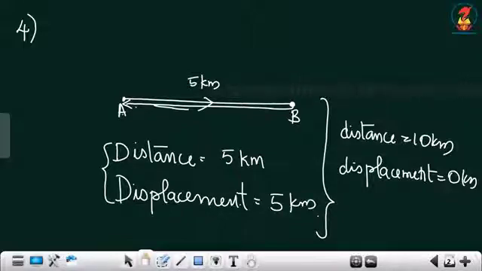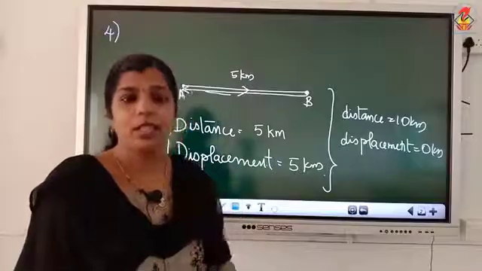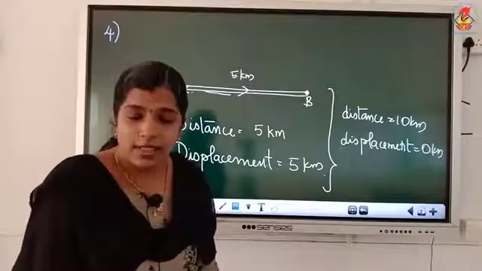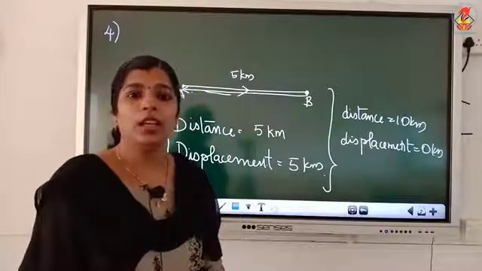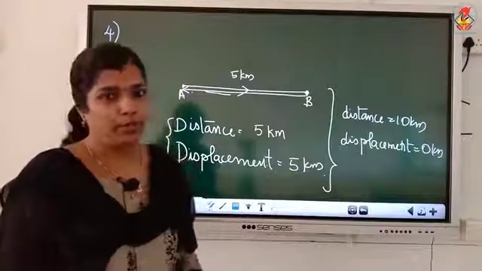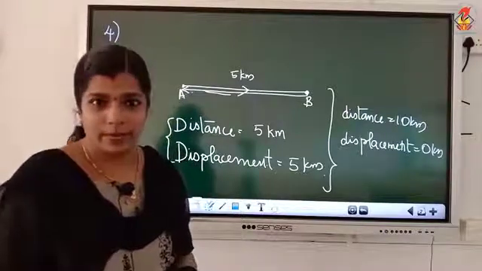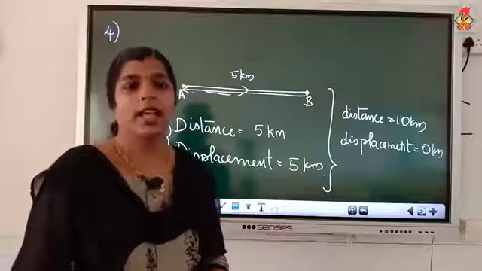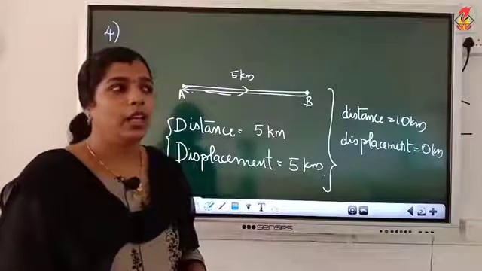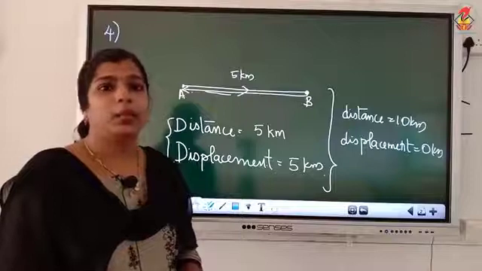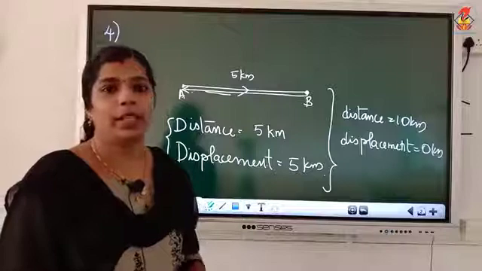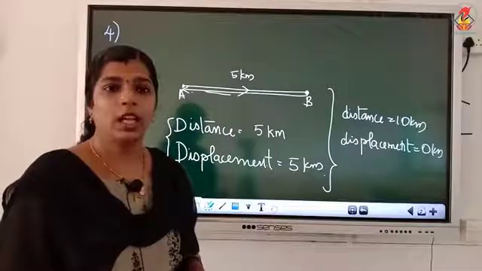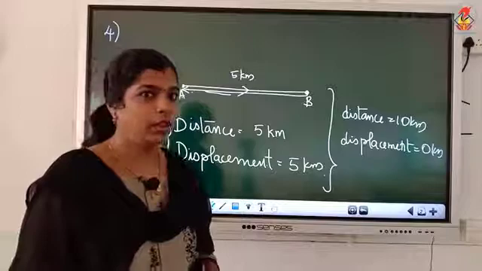Now, it is clear how to calculate distance and displacement. Displacement means the shortest distance, or straight line distance between the initial and final position. That is displacement. Distance means the actual length of the path, the actual path travelled by the object. That is distance. Okay.